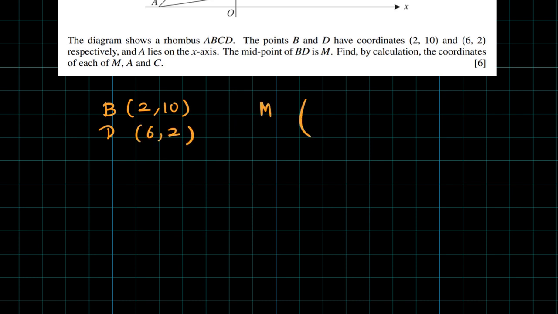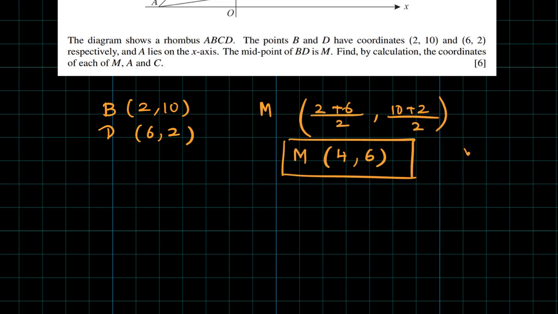M is the midpoint. That's the average of the x coordinates, which is 2 plus 6 divided by 2. And 10 plus 2, average of the y coordinates, divided by 2. 2 plus 6 is 8. 8 divided by 2 is 4. 10 plus 2 is 12. 12 divided by 2 is 6. So the coordinates of M is 4, 6. Pretty basic stuff.